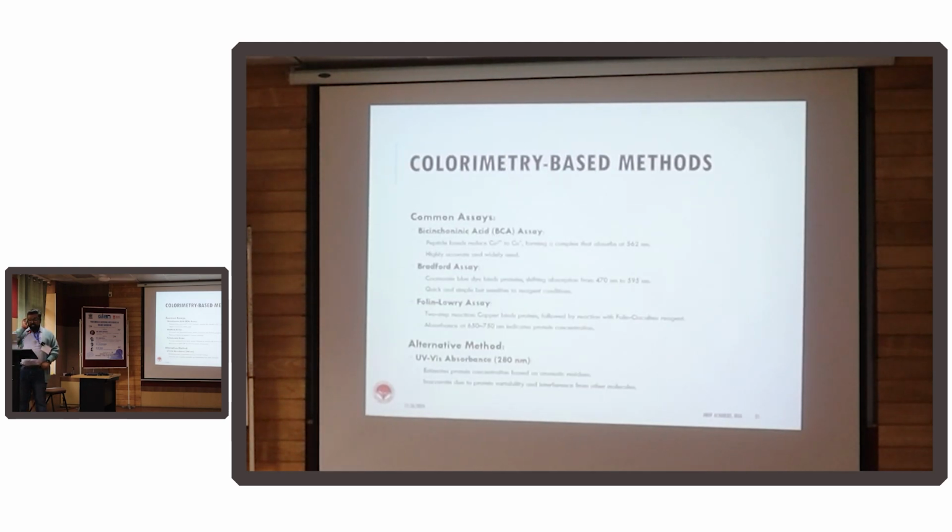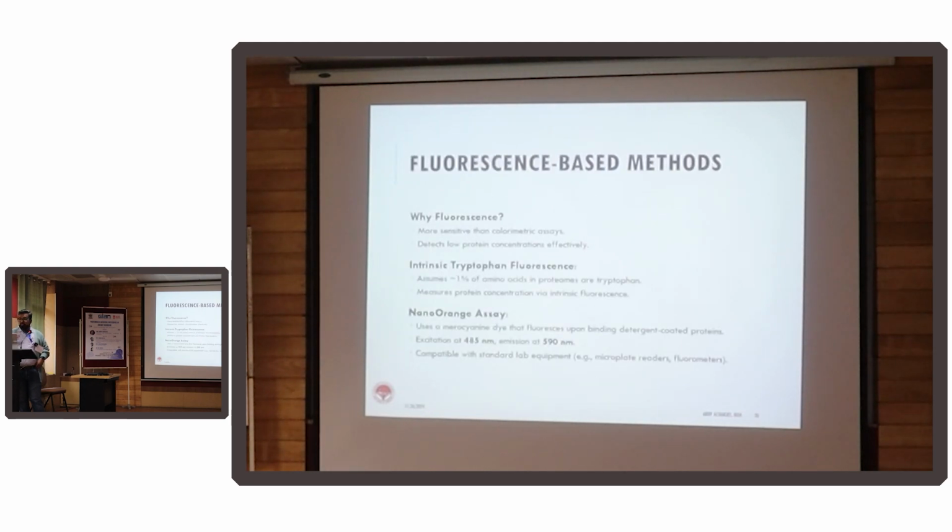So you have the BCA method, which reduces Cu2+ to Cu+ by the peptide bonds, and you can get the absorbance at 562. You have the Bradford, you have the Folin-Lowry method. Alternatively, you can also use a UV-visible spectrophotometer. If you have a microplate reader or a NanoDrop, you can use it at 280 nanometers. But remember, it only looks for aromatic amino acids. So every technique would have its flaws and pros and cons. Or else you can use fluorescence-based methods, which are much more sensitive than colorimetric methods.